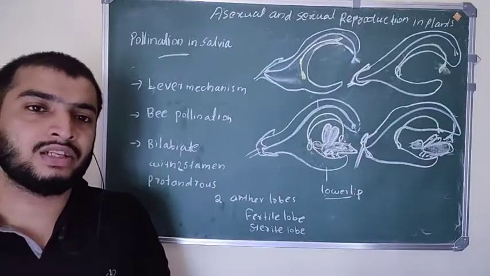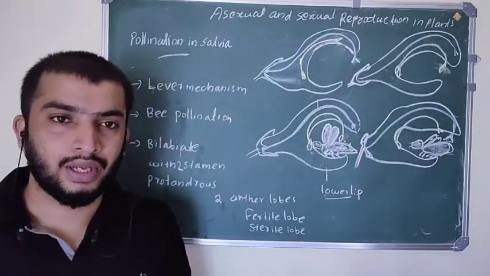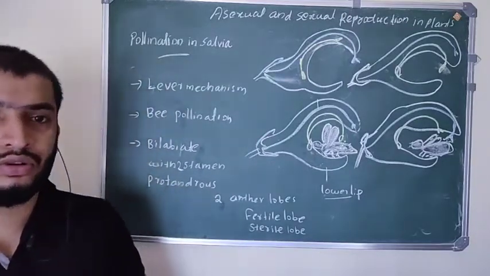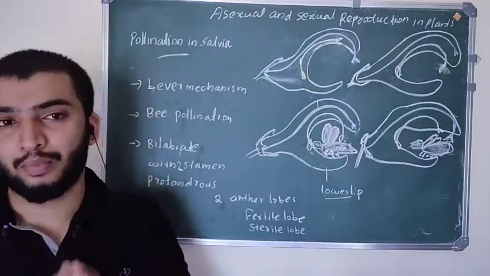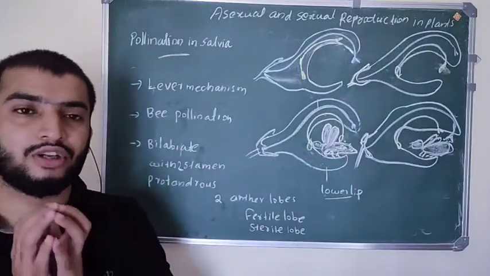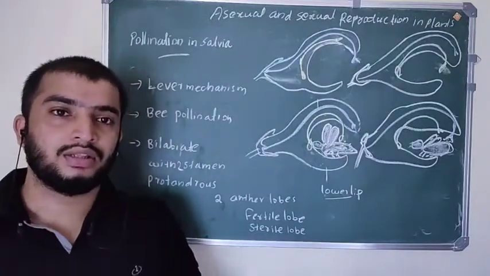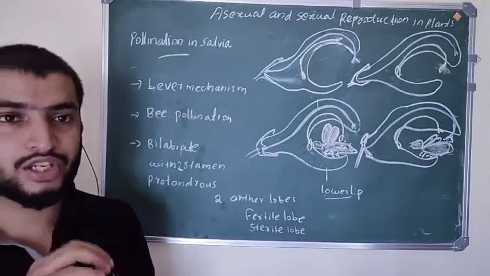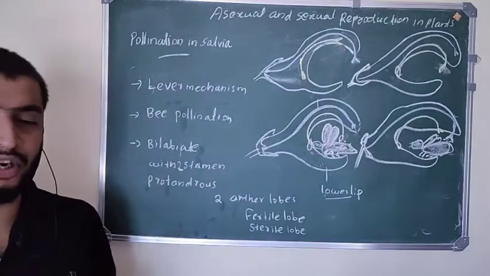So this mechanism is known as lever mechanism. If there is no bee, it is not possible in the salvia flower. The salvia flower is adapted for bee pollination, and it is a protandrous flower. First the anther matures, then later the stigma matures. So here self-pollination is not possible. Only cross-pollination is possible because it is a protandrous flower.